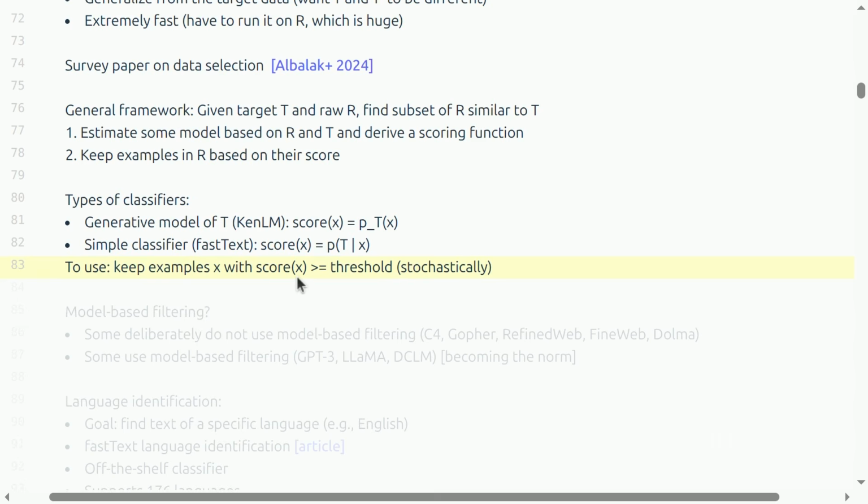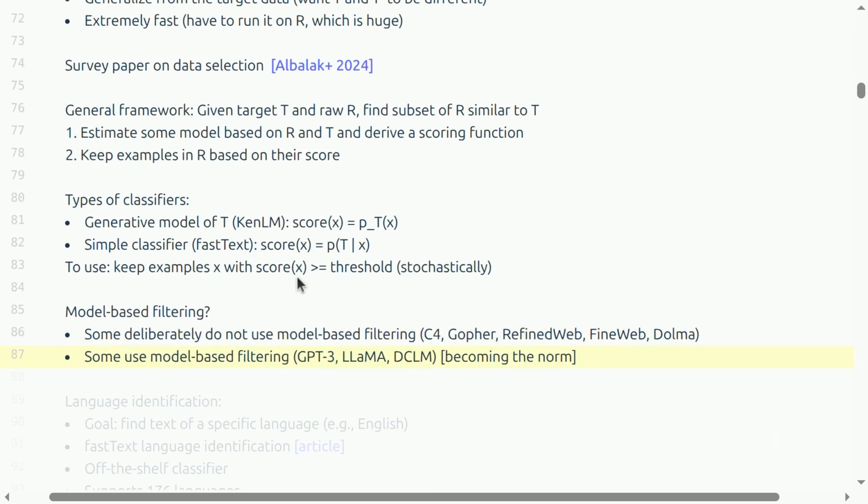This is very much a model-based filtering approach. Remember from the last lecture, there are many data sets from a few years ago that did not use model-based filtering because they wanted to not bias things too much. These days, I think basically everyone does some amount of model-based filtering, unless you are compute plentiful, in which case you probably don't need to do as much filtering. You can just train on everything. Most people are compute poor. You have to be very smart about how you're filtering, otherwise you're just wasting flops on low-quality content.